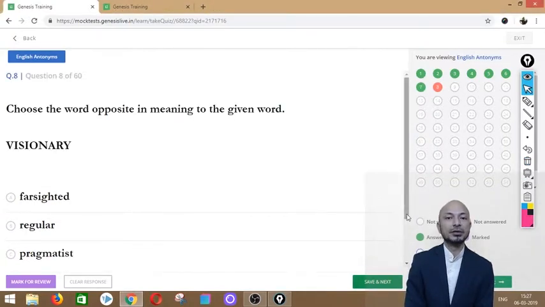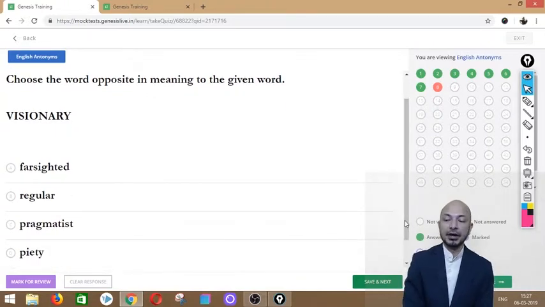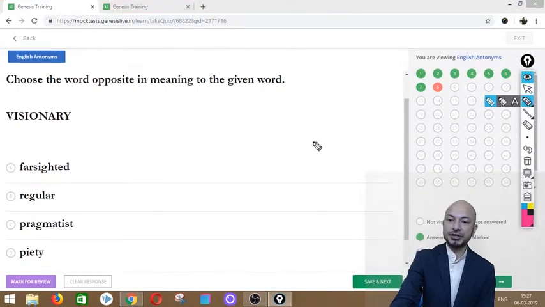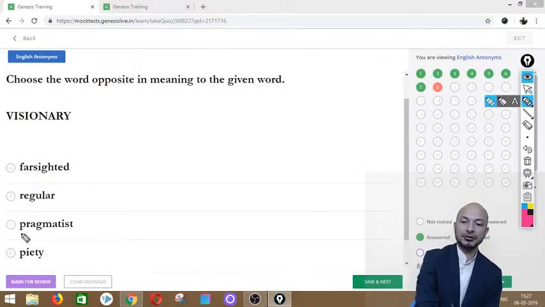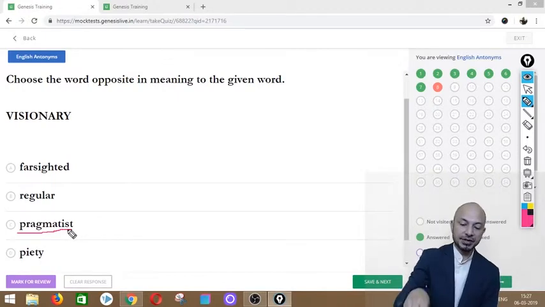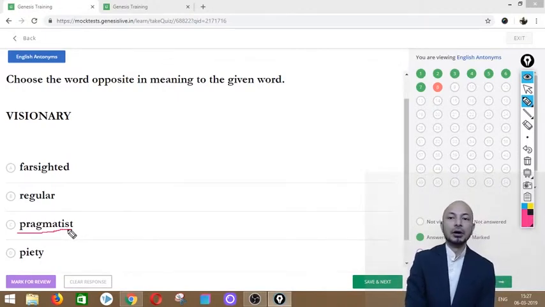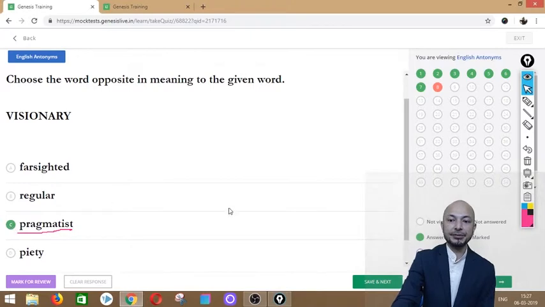So on to question number 8, and the word is visionary, and the options given are farsighted, regular, pragmatist, and piety. And our answer is going to be option C, which says pragmatist. Now, visionary is usually someone who is very far-sighted, who can look into the future and take decisions according to that. And pragmatist is someone who's just the opposite, who is very much concerned with the practical day-to-day affairs and doesn't really look into the future. That's another way of looking at it. So we will say option C.